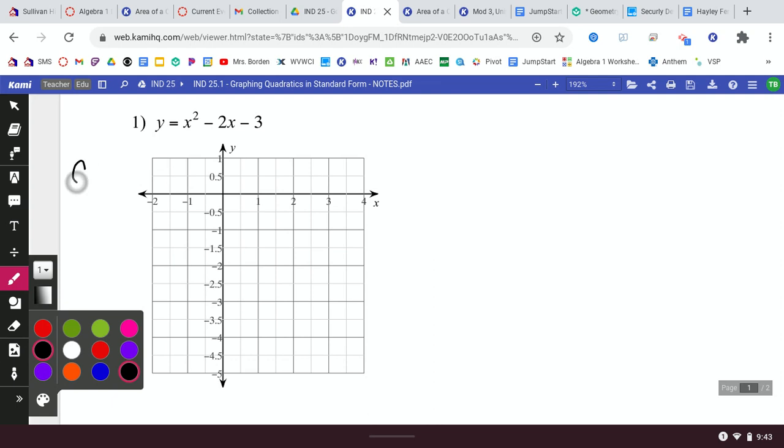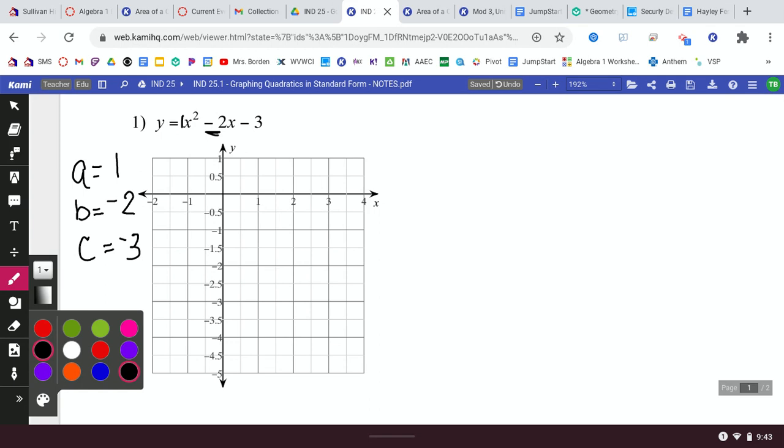So first of all, I'm going to identify what A equals, what B equals, and what C equals. You've done this before. You did this when we were using the quadratic formula. So A equals, well, it's not there, but it's there. It's a 1. B equals this center number, which is -2, and C equals -3.